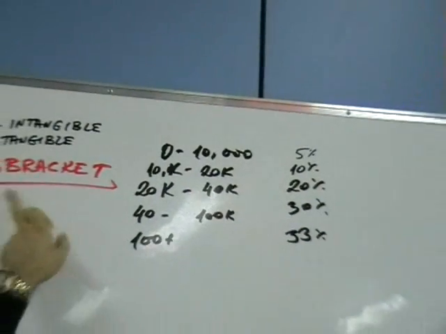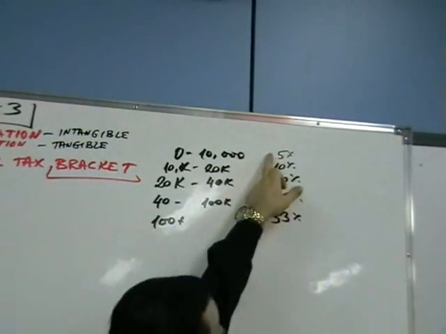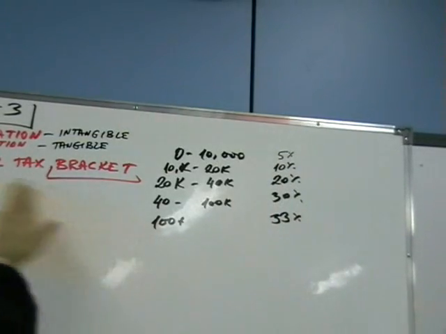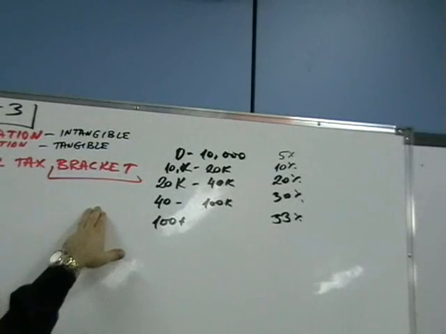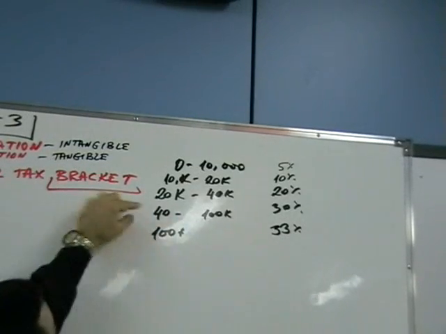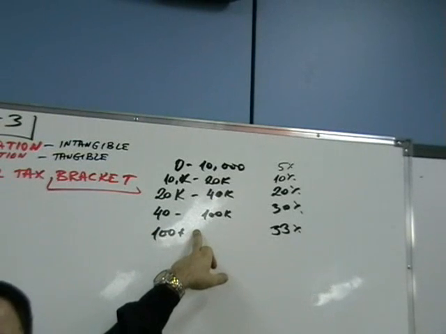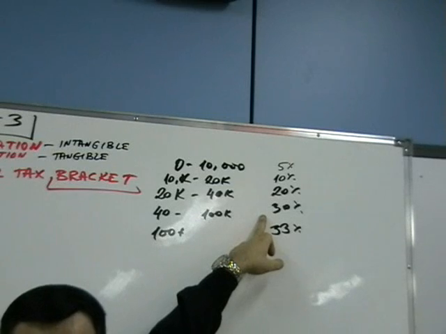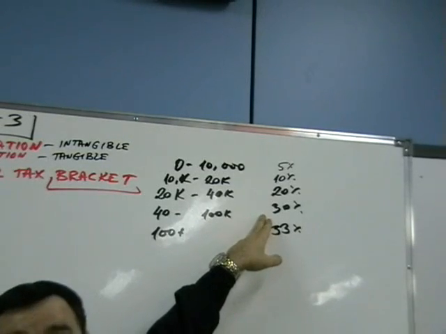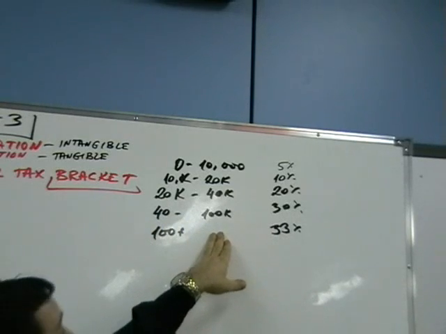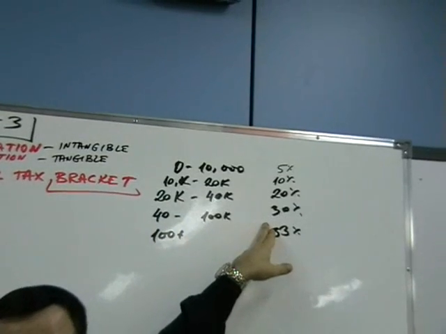All right, 0 to 10,000 is the tax bracket. 5% we call the tax rate. And marginal tax bracket refers only to the last income. So if you're at $60,000, then your marginal tax rate will be 30%. The marginal tax bracket will be 40,000 to 100,000, so 30%.